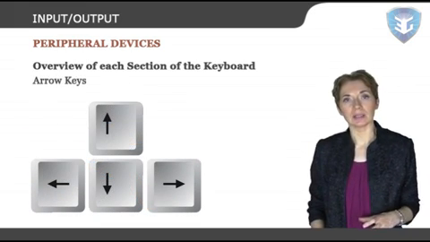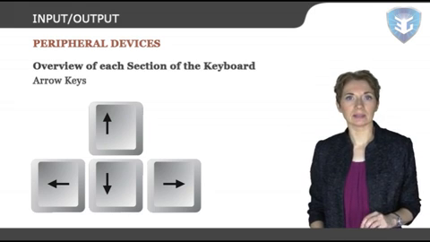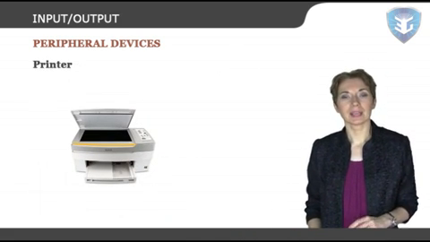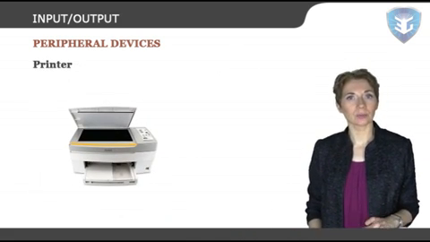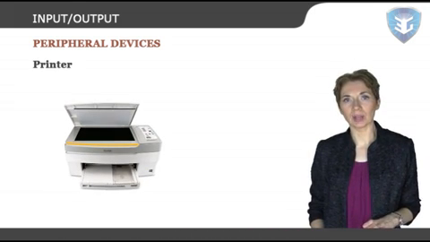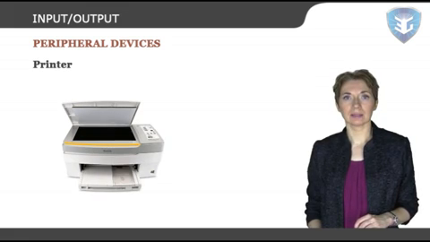Finally, the arrow keys are 4 directional arrow keys that allow the user to move their cursor and position it on the page. Printer. A printer is an external hardware device responsible for taking computer data and generating a hard copy of that data.